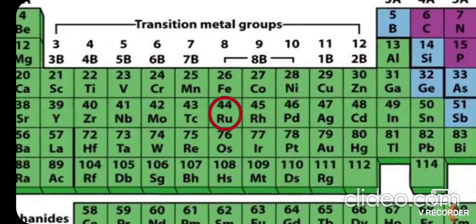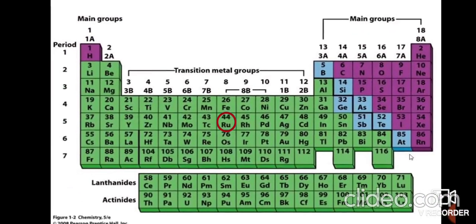The red circle shows the position of ruthenium in the periodic table. It belongs to group 8B of the periodic table, which is one of the transition metal groups. So ruthenium is a transition metal.